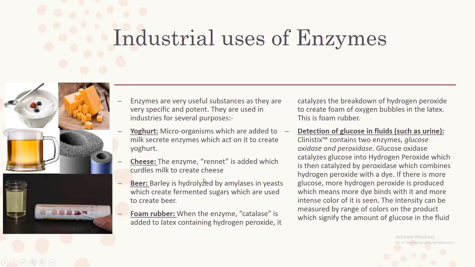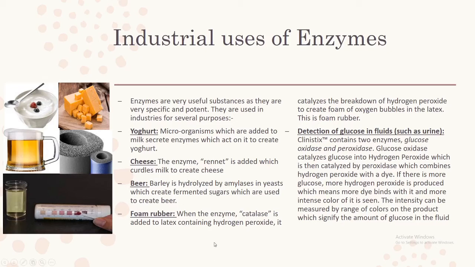Cheese. The enzyme rennet is added which curdles milk to create cheese. These are fairly easy examples. Just remember, barley is hydrolyzed by amylases in yeasts which create fermented sugar which are used to create beer. See over here, beer. Barley is hydrolyzed by amylases in yeasts, which means yeast can secrete amylases.